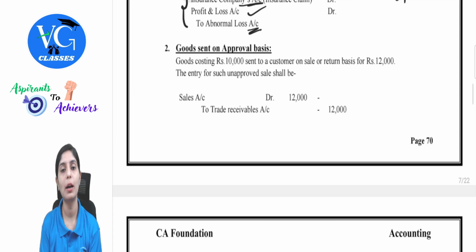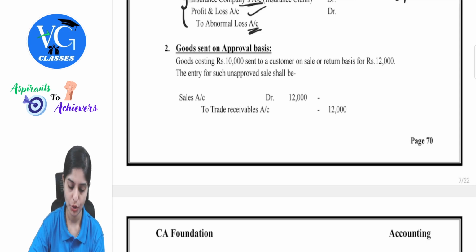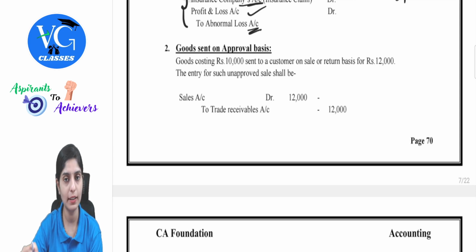Goods sent on approval basis. Goods sent on approval basis is not a concluded sale. It is just sent for a sample on a trial basis. If the customers feel, yes, the goods are comfortable for their consumption, or if they like the specifications, they can confirm the sale by sending the approval. So in this case, how will we record the transaction?